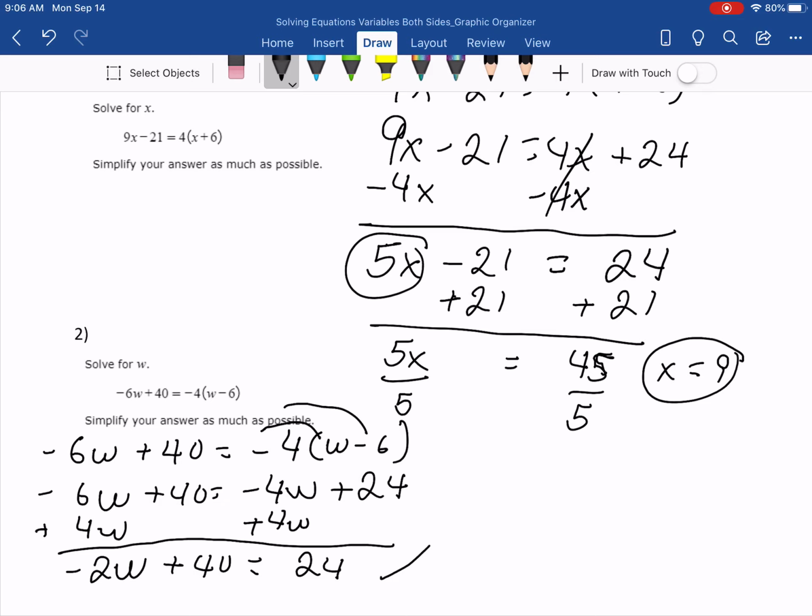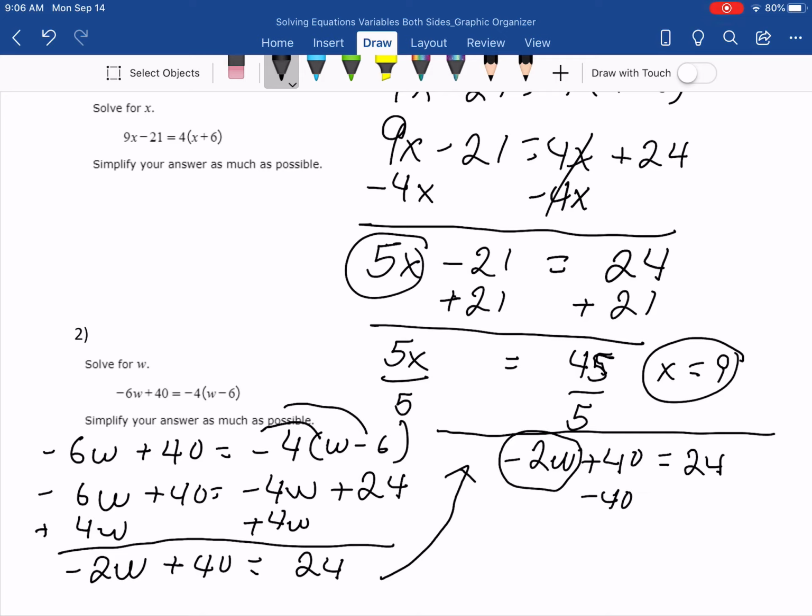Okay, I'm running out of room. I'm going to copy over here. All right, now I want to isolate this piece. So we'll subtract 40 from each side. Negative 2w equals negative 16. And we'll finish by dividing by negative 2. So w is 8.